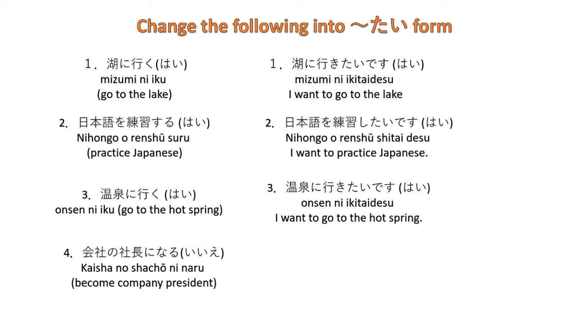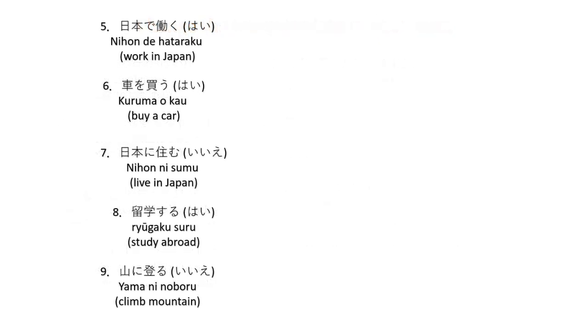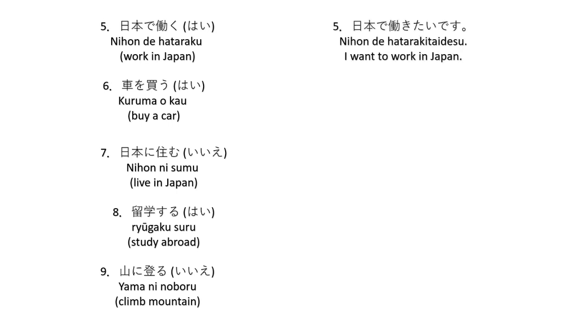会社の社長になる。So, no, I do not want to become company president. なる is なりたくないです。So, 会社の社長になりたくないです。Next, 日本で働く。日本で働きたいです。I want to work in Japan. 車を買う。I want to buy a car. 車を買いたいです。日本に住む。Live in Japan. I want to live in Japan.